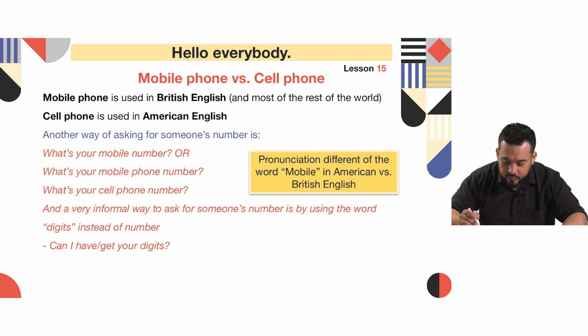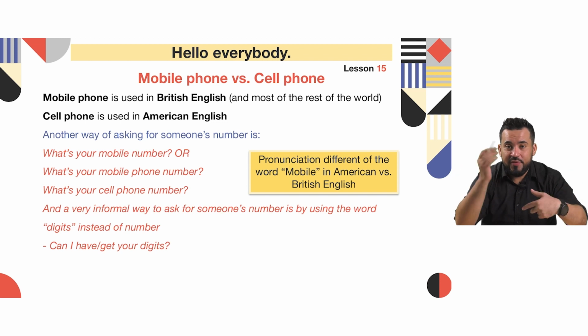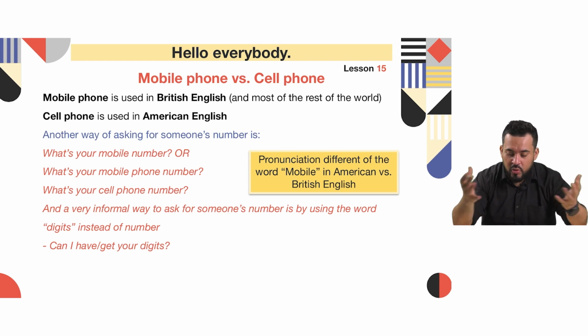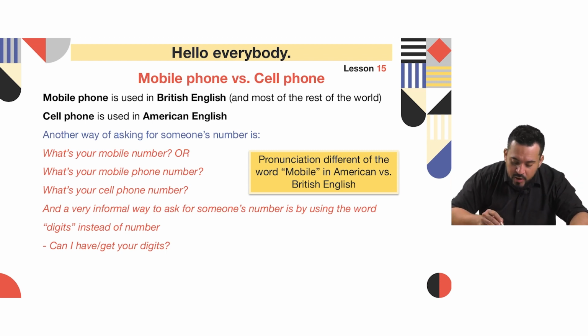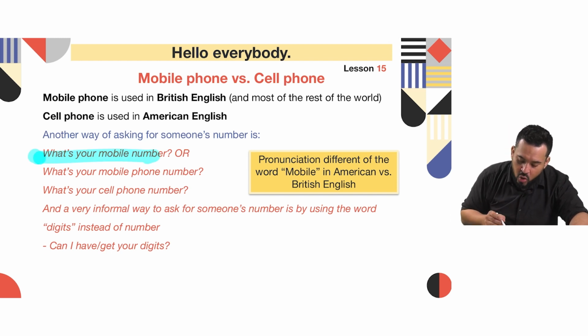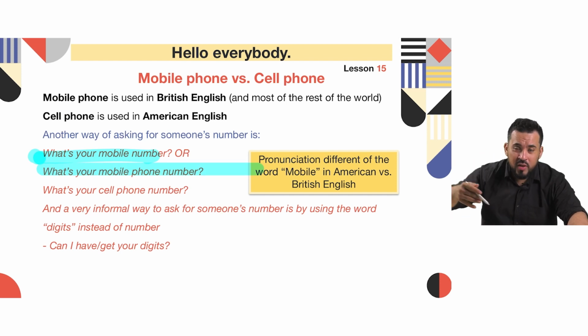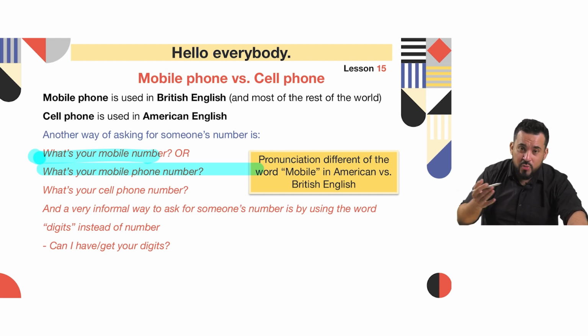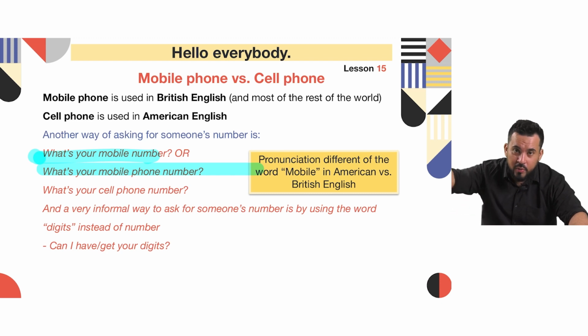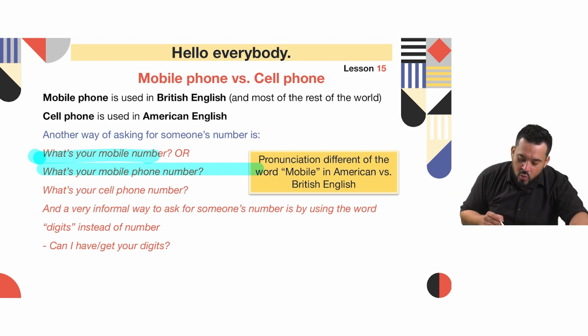Let's find out. First thing, mobile phone versus cell phone. Mobile is what they call it in England and the rest of the world, pretty much. Cell phone is only in America. So cell phone, mobile phone, they're the same thing. Another way of asking someone about their phone number is, what is your mobile number? Or what is your mobile phone number, which is a bit too long. Nobody says, what's your mobile phone number? Just, what's your number? Okay, what's your number? What's your phone number? But it's also correct if you say, what's your mobile phone number? Maybe you like to talk too much. What's your cell phone number?